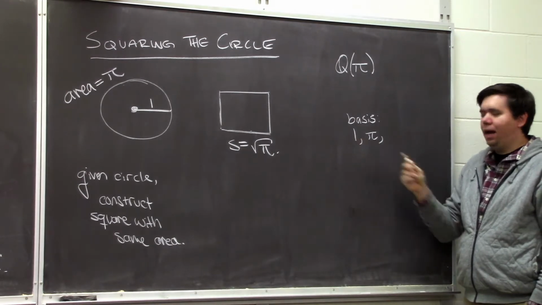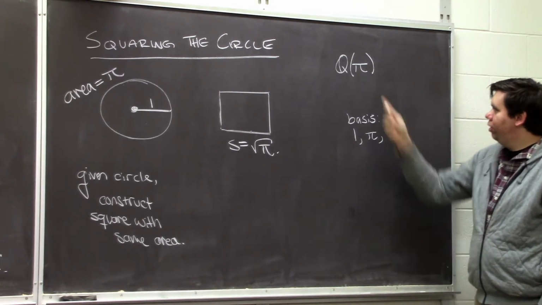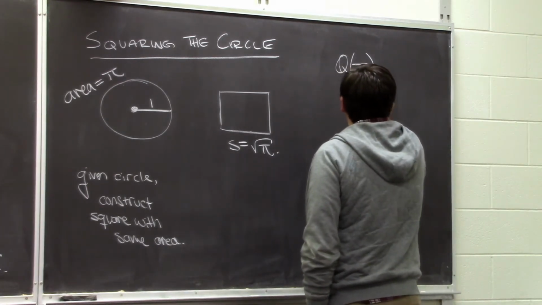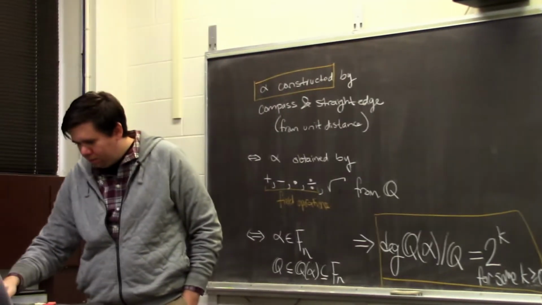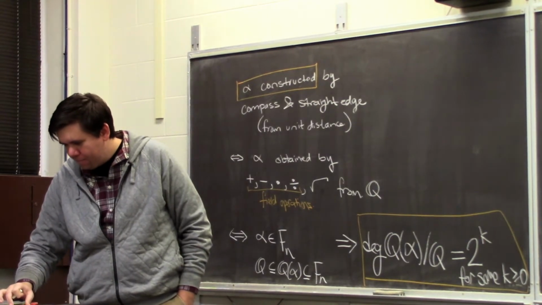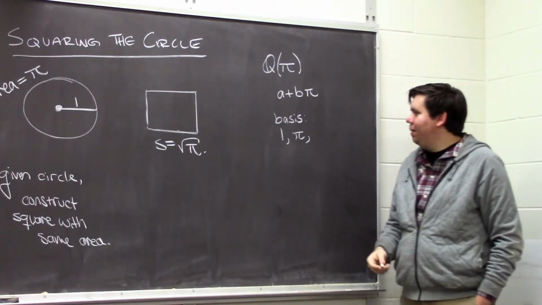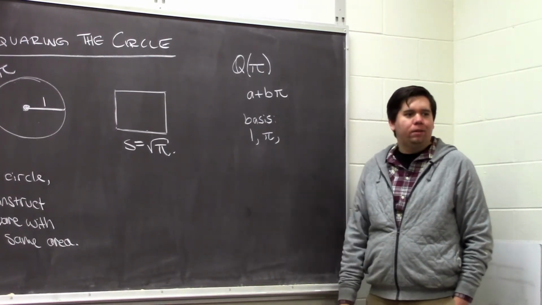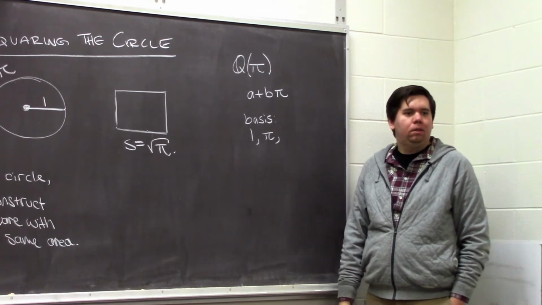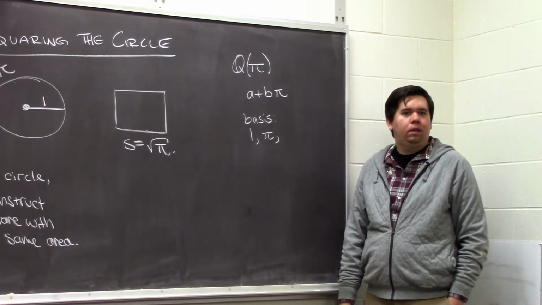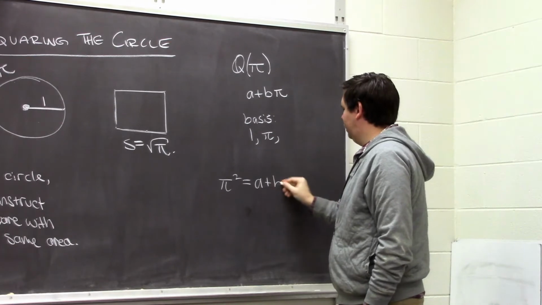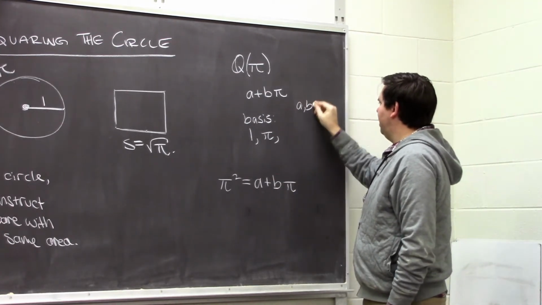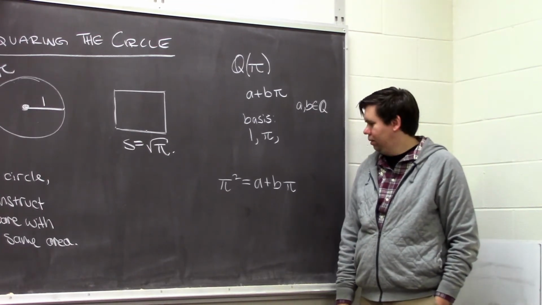Is it enough to just have 1 and pi? Or are things in here just of the form a plus b pi? You need 1 over pi for the inverse, so you need that in the basis also. Okay, great. You might wonder how you get 1 over pi, but let's ask something more fundamental. How do I get pi squared? Can pi squared be written of this form? Can you write pi squared as some a plus b pi, where a and b are rational numbers?